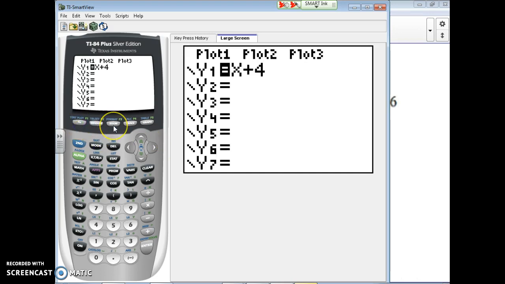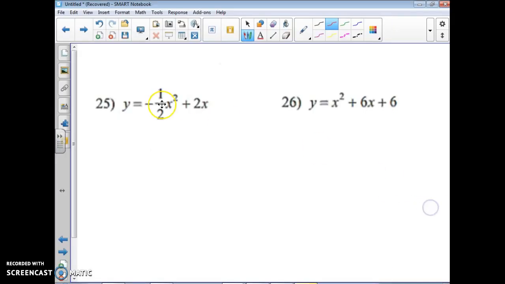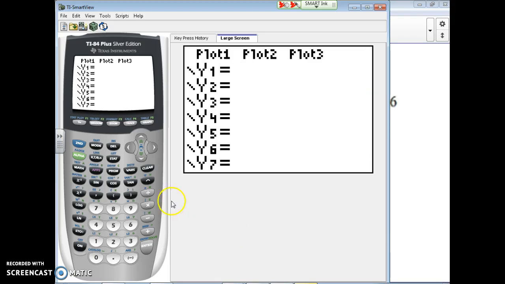So the first thing that we're going to do is put the equation into our calculator. For number 25, it's negative 1/2 x squared plus 2x. So I'm going to put this in my calculator. I'm going to do negative 1/2. I'm going to put in parentheses. Anytime I have a fraction, it is always good to put into parentheses. Negative 1/2 x squared plus 2x. Okay? So that's your equation. You guys can pause this anytime if I'm going too fast.